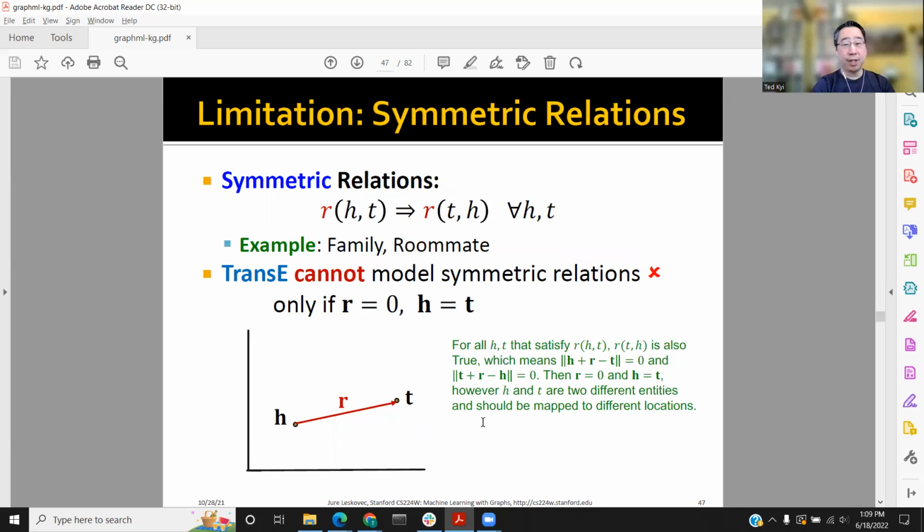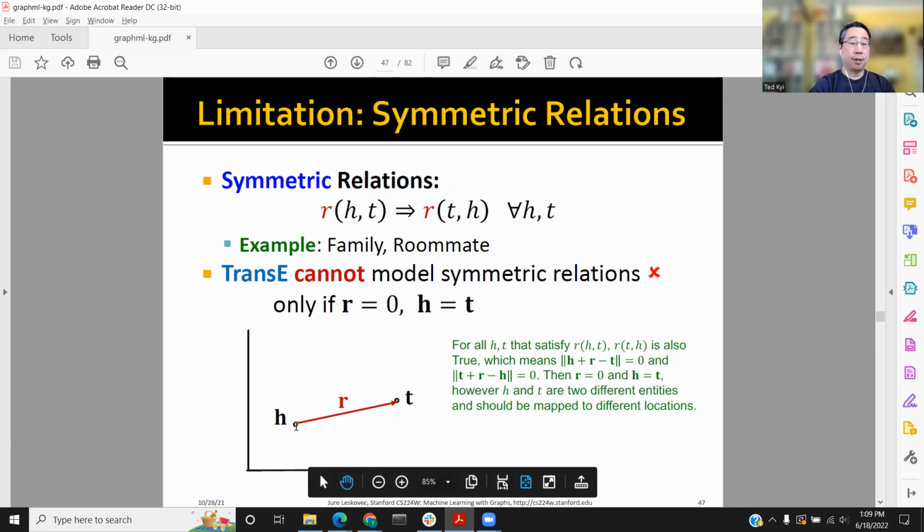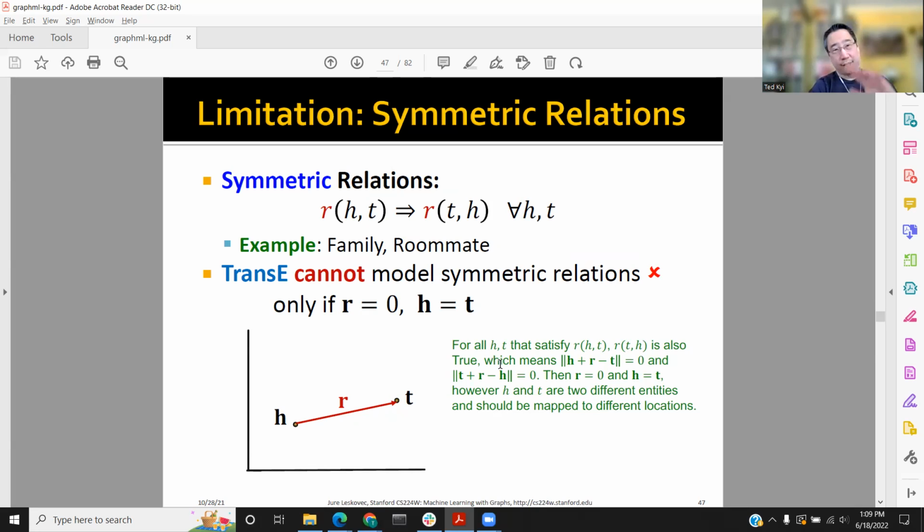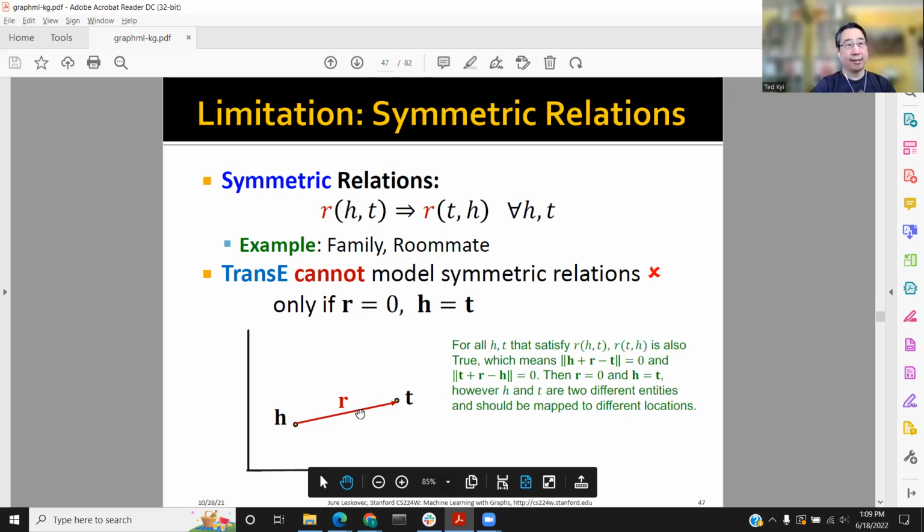Symmetric relationships. If you're looking at roommate, if H is roommates with T, T can't be roommates with H because the vector R is going to go all the way out here. Obviously, there's a pathological case where you set the relationship to be the 0 vector, but you can't have all symmetric relationships have 0 vectors. And not only that, if you do that, then the embeddings for every pair of roommates have to be identical, and that's not going to work for all your other relationships. So symmetric relationships do not work in this simple TransE model.